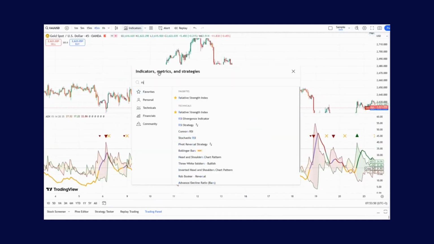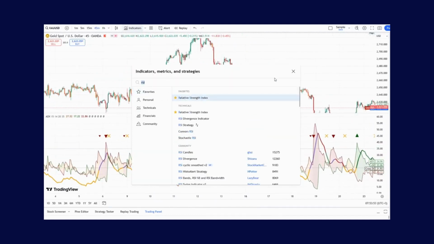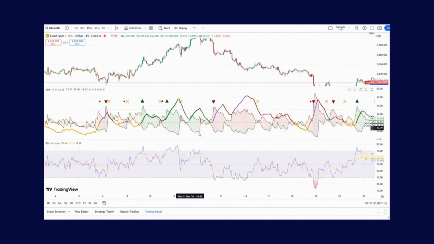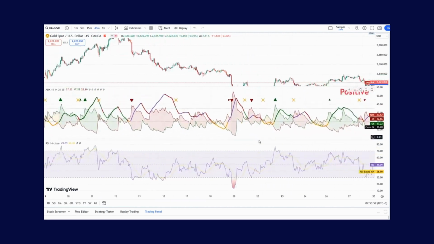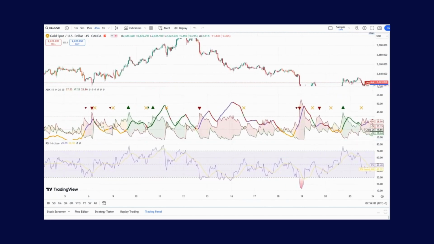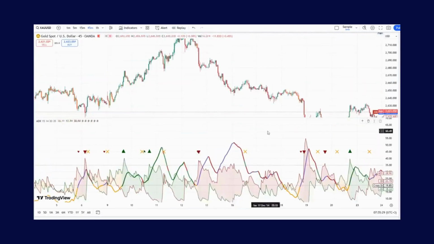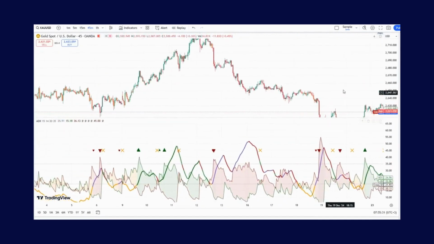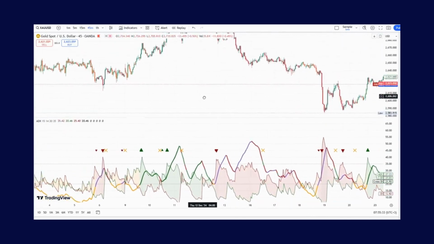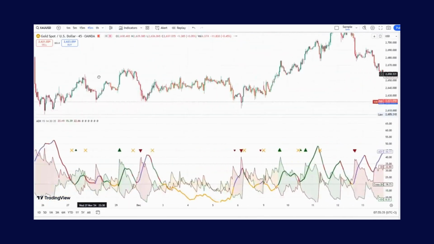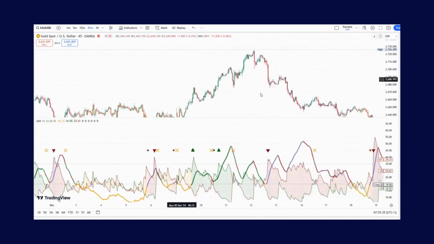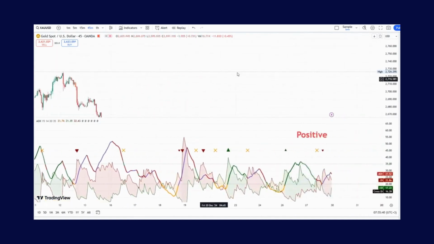TradingView's platform also allows users to combine the ADX with other indicators for more comprehensive analysis. For instance, traders can use oscillators like the Relative Strength Index, RSI, to identify overbought or oversold conditions in conjunction with ADX signals. Moving averages can further confirm trends identified by the ADX. By integrating these tools, traders can make more informed decisions about entries, exits, and risk management.